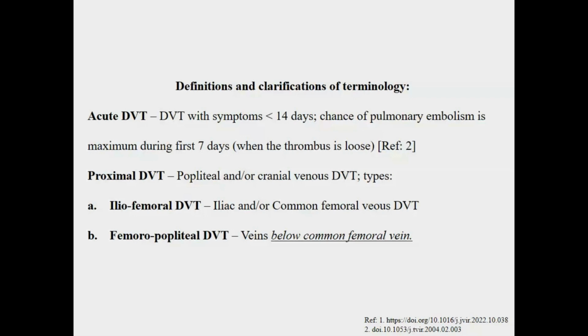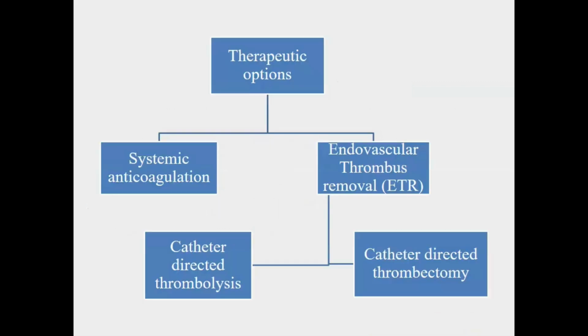Proximal DVT means any deep vein thrombosis involving the popliteal or any other cranial veins. Again, it is divided into two subsets, iliofemoral DVT and femoropopliteal DVT, where the demarcation point is the lower margin of common femoral vein. So why are we dividing deep vein thrombosis into so many categories?